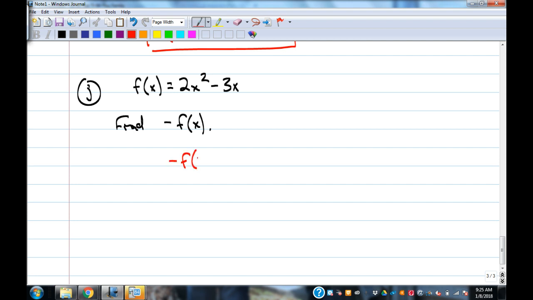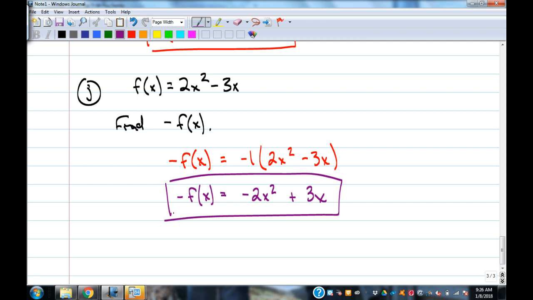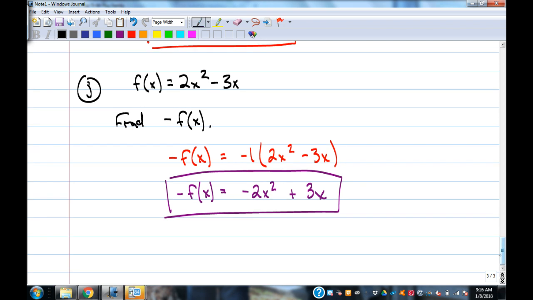So negative f of x, you're not changing what's in the place of x because it's just x in there, but you're taking everything and multiplying it by negative 1, or changing the sign of everything. Negative 2x squared plus 3x. That's negative f of x. Really simple idea, but it seems like every semester it always gives some folks some issues.